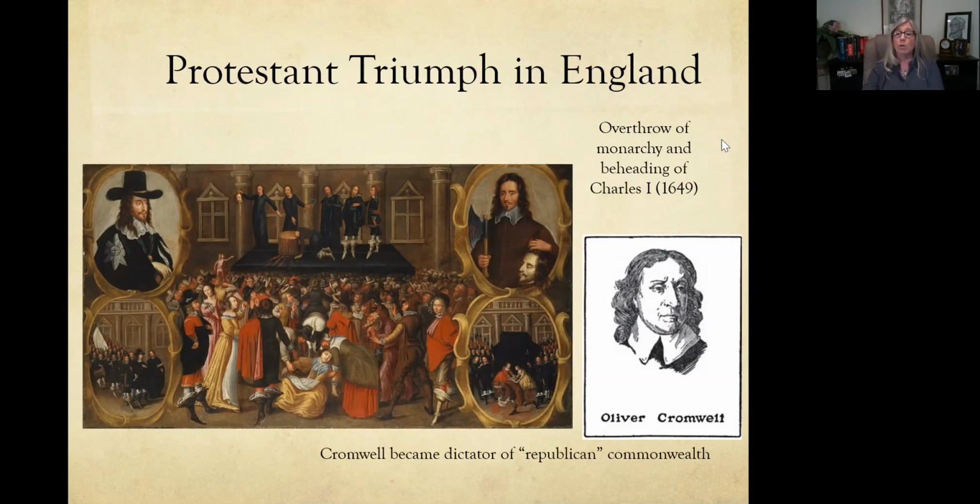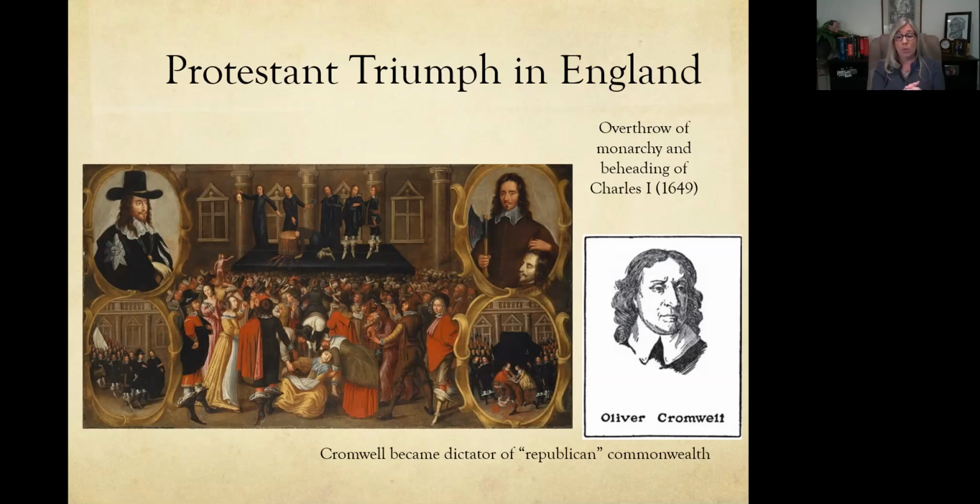And when they overthrow Charles I, here he is, he's being beheaded. And here they are holding Charles I's head. And when he is taken out of the monarchy, we create a new form of government that is led by the Puritans, and that's going to be Oliver Cromwell. So Oliver Cromwell becomes the leader of England during this time when the monarchy has been thrown out.